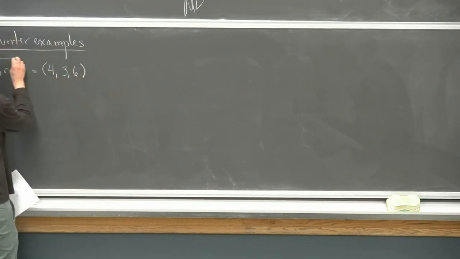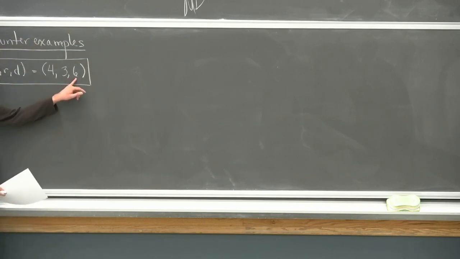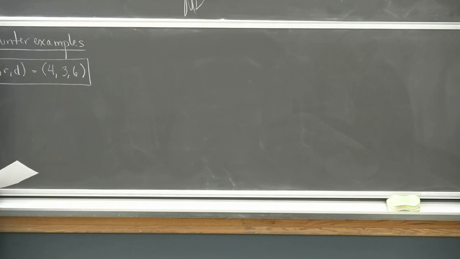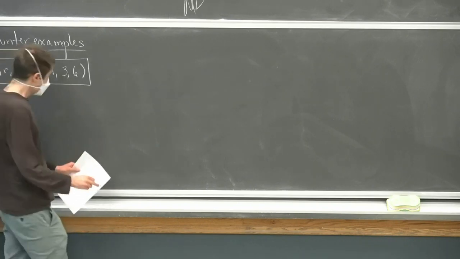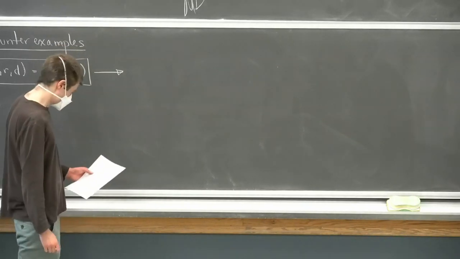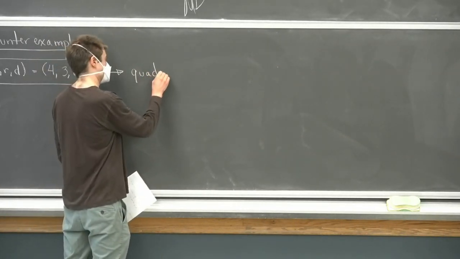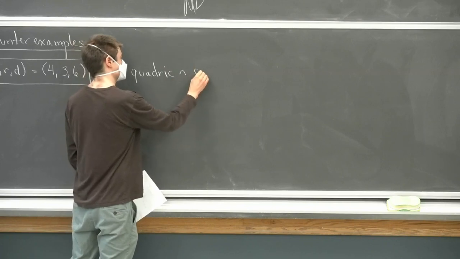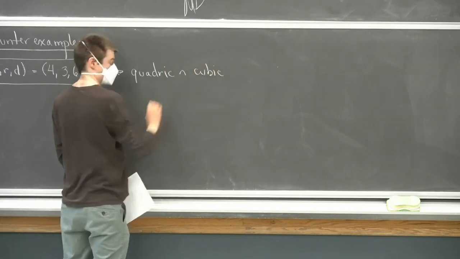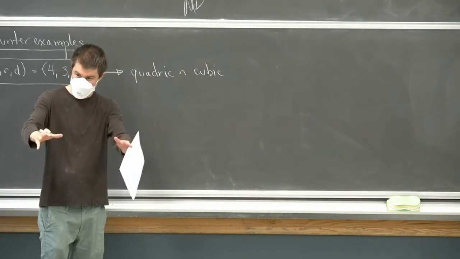Here's one counterexample. Curves of genus 4 in P3 of degree 6. Every such curve turns out to be the intersection of a quadric surface and a cubic surface.